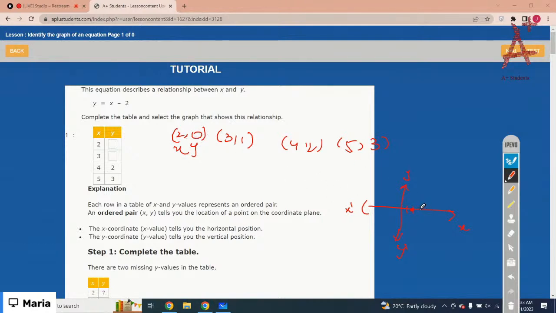When x is 3, for example, y is 1. Here you have the point. When x is 4, y is 2. When x is 5, y is 3. So basically the graph of the points looks something like this. It is a straight line. Got it? Let's just start with the practice questions.